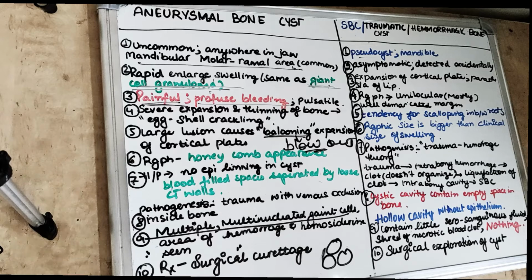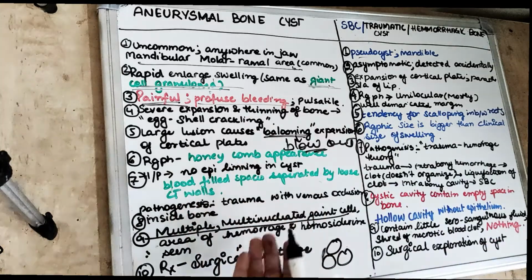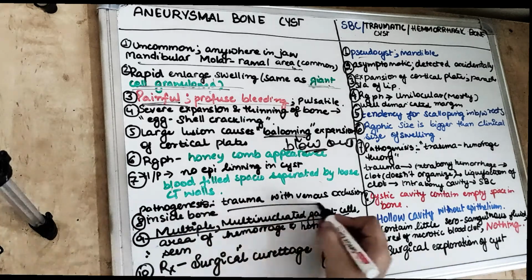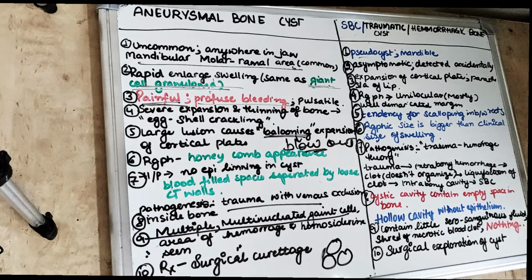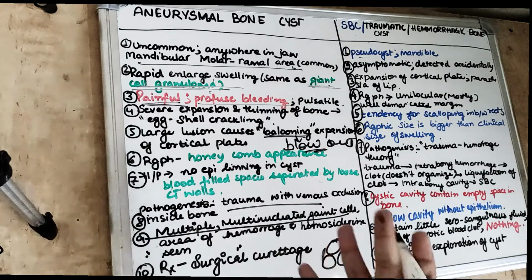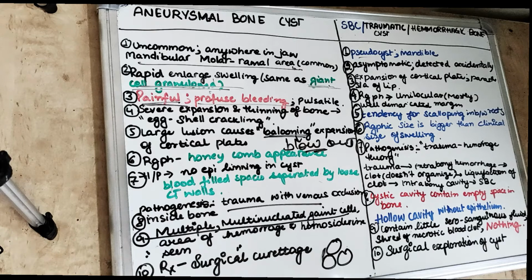So how did this develop? How does this cyst happen? Because of the trauma which happened in the jaw, and because of this venous occlusion which is trapped inside the bone, there is a development of the cyst, the aneurysmal bone cyst. So basically these are multiple blood filled spaces. And what happens if you accidentally puncture it? There will be a lot of blood, because these are blood filled spaces.